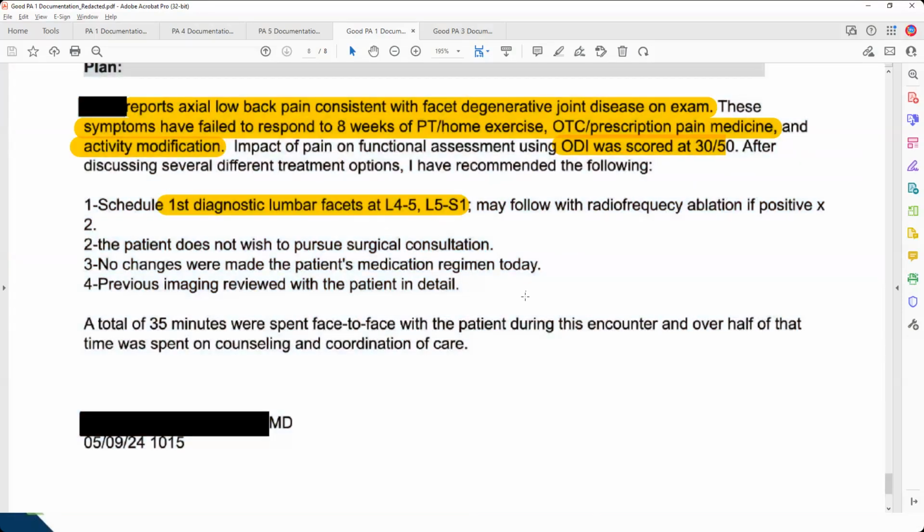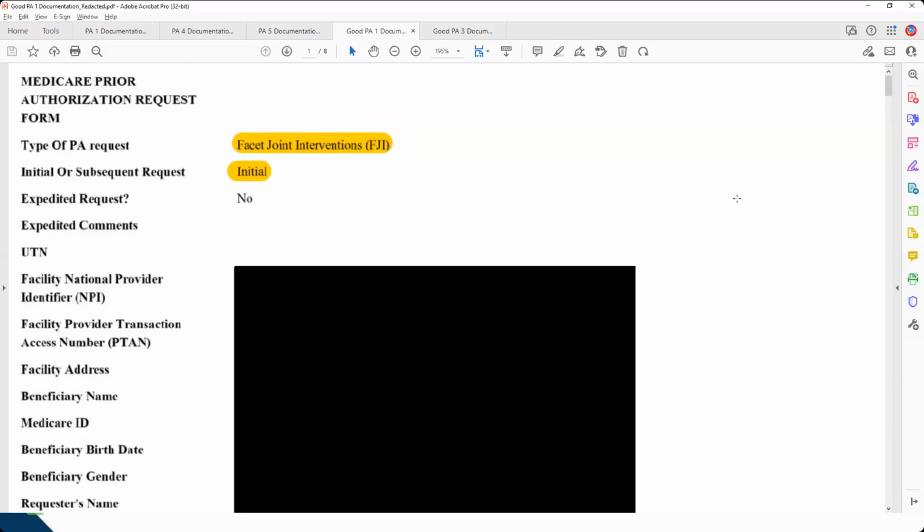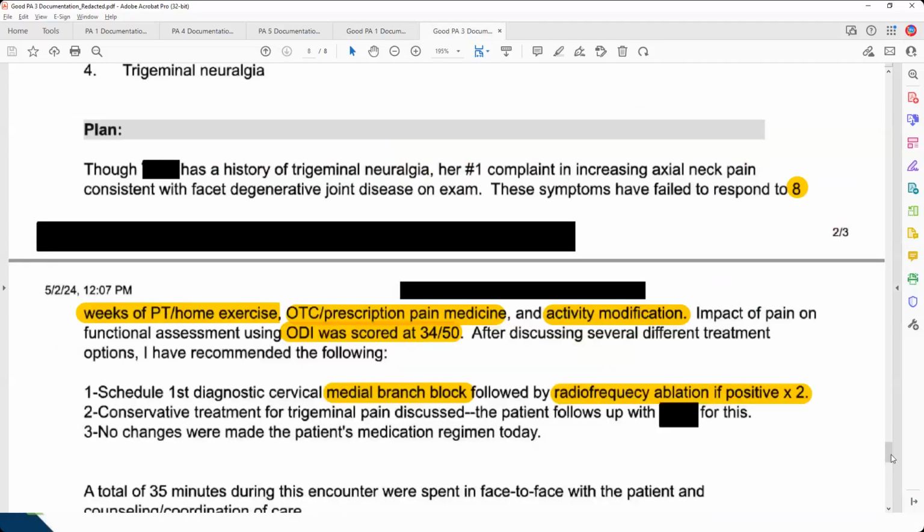So this provider was able to submit 8 pages of documentation that included the request form and had absolutely everything they needed to have their request affirmed on initial determination.